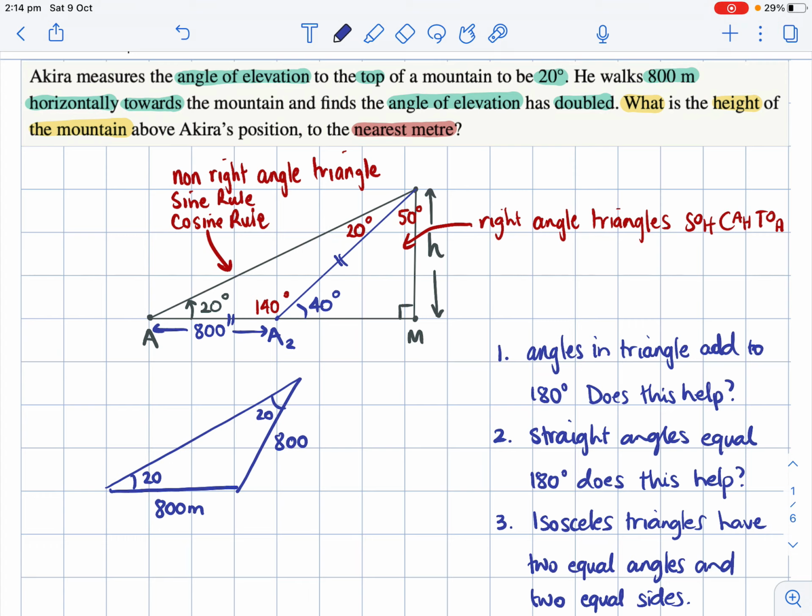So by playing with those angles and just trying a few different things, I've got to a point where I've got an extra bit of information that will help me for this problem. I know that that side is also 800 meters. And hopefully when you spot that, your brain ticks in and goes, now I've got my right angle triangle with two pieces of information that are going to help me find the third piece of information.